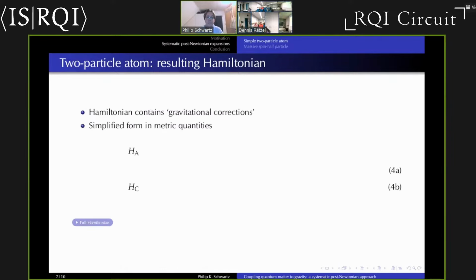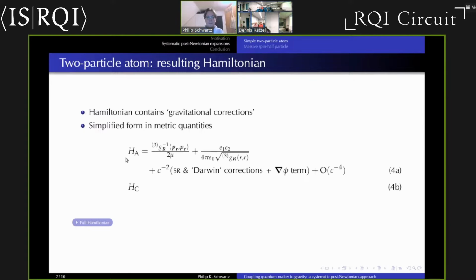And then this resulting Hamiltonian, what does it look like? Well, as Clemens also said before in his talk, it looks like just a standard Hamiltonian for an atom in an external electromagnetic field, but now containing gravitational corrections. And it takes a simplified form if we express it in metric quantities. So if we express distances, squares of momenta and so on, really in terms of the physical spacetime metric.